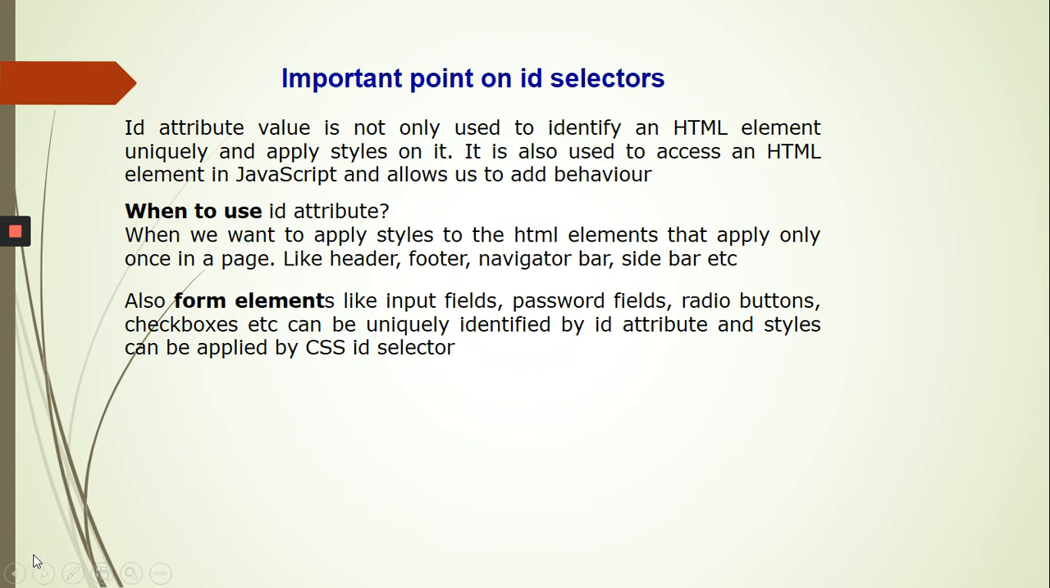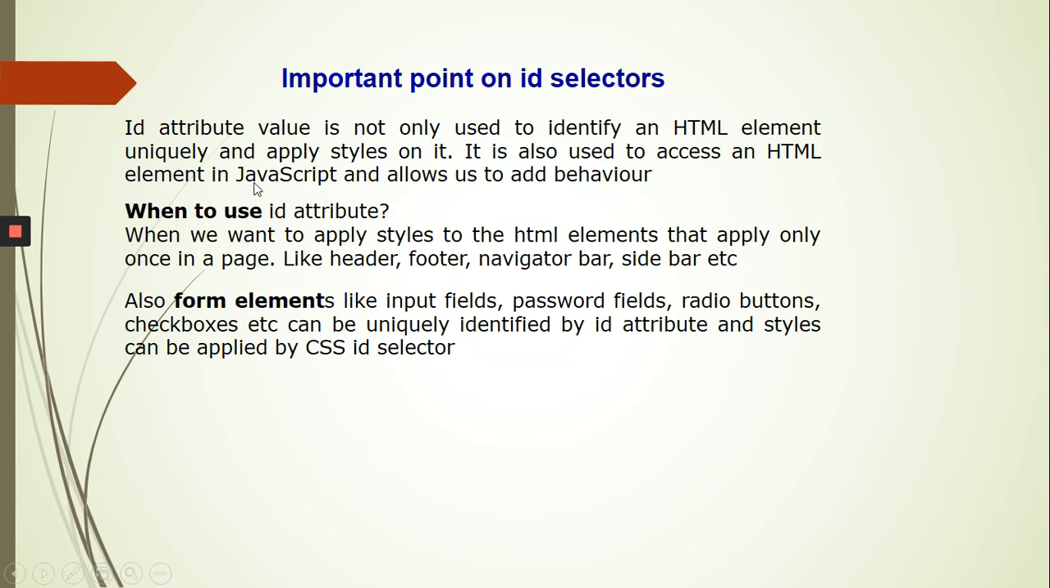Okay. Important points on ID selectors. The ID attribute value is not only used to identify an HTML element uniquely and apply styles on it, but it is also used to access an HTML element in JavaScript, as I said earlier, and allows us to add behaviors. I told you earlier that ID means unique identification. You can use classes with the same name, but ID cannot be used with the same name. In programming or scripting languages, it will not work.